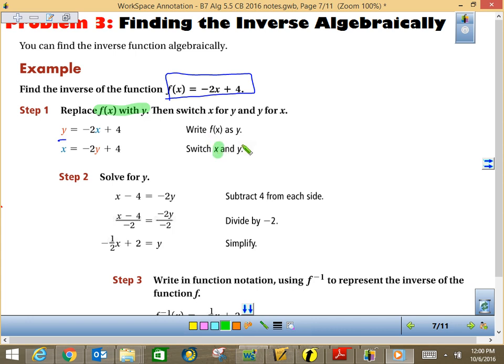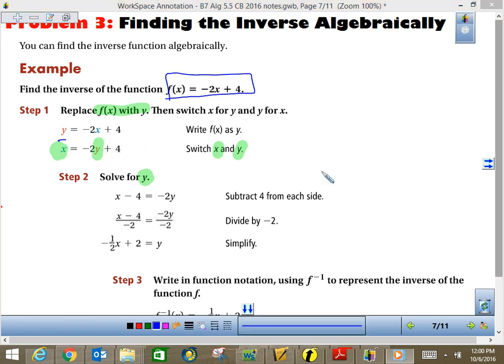Next thing you're going to do is you're going to switch the x and y places. So you now put an x here and you put a y here. And now you're just solving for y, like when we did literal equations, okay? So what do we have to do to solve for y? If we're solving for y, our first step was subtract 4 from both sides. So I'm going to subtract 4 on both sides. I get x minus 4 equals negative 2y.